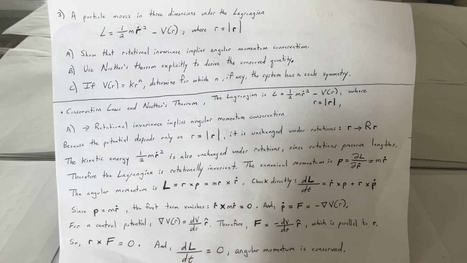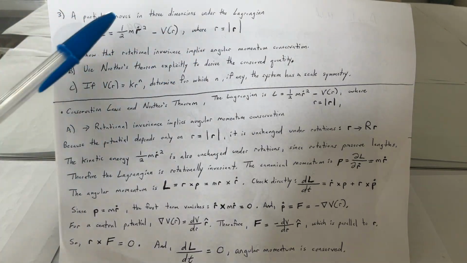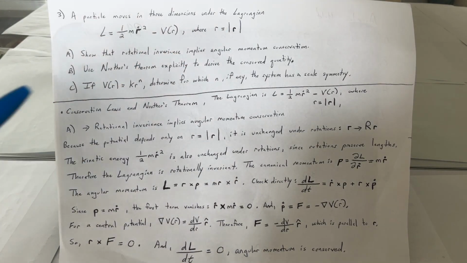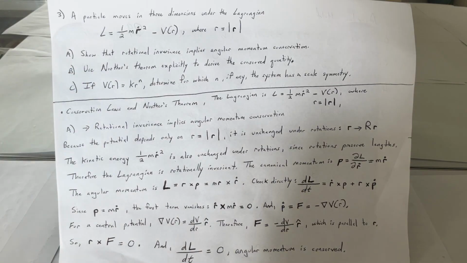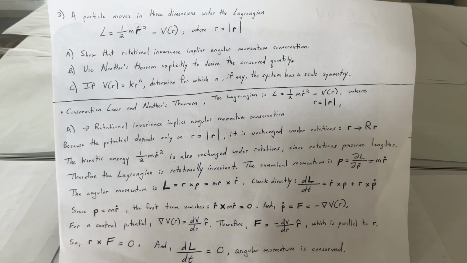So picking up with problem number 3 in the particle and continuum mechanics practice final exam. A particle moves in 3 dimensions under the Lagrangian L equals 1/2 m r dot squared minus V of r, where r equals the absolute value of vector r. Show that rotational invariance implies angular momentum conservation. That's for part A. Part B, use Noether's theorem explicitly to derive the conserved quantity.